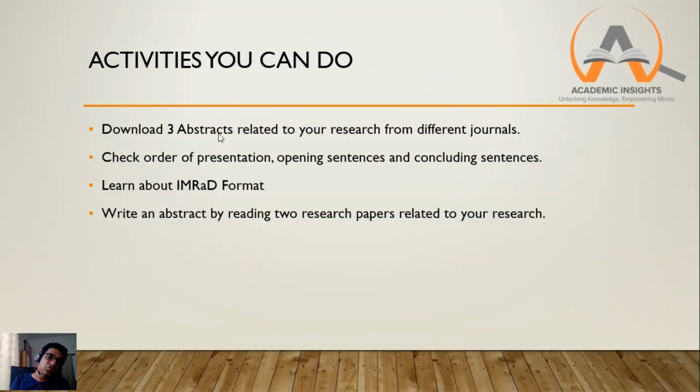Now you can do the following activities: download 3 abstracts related to your research from different journals. Check the order of presentation, opening sentences and concluding sentences. Learn about the IMRA format, a structured kind of abstract which you are going to write. And write an abstract by reading 2 research papers related to your research. If you practice these 3 activities, you will definitely come to a point where you can write an abstract which is very efficient, very accurate, and suitable to renowned journals.